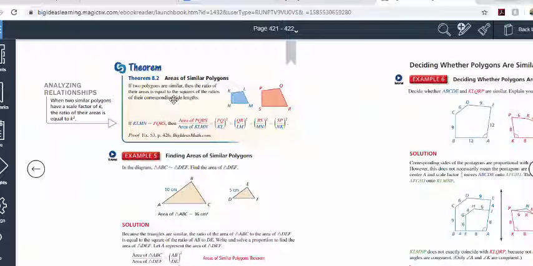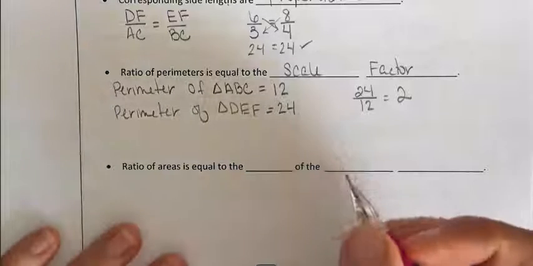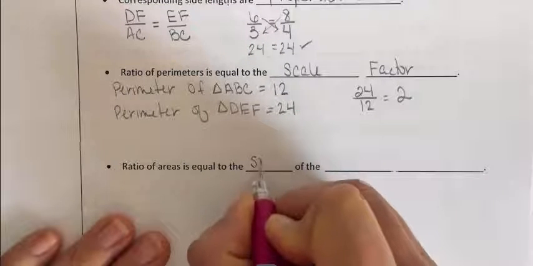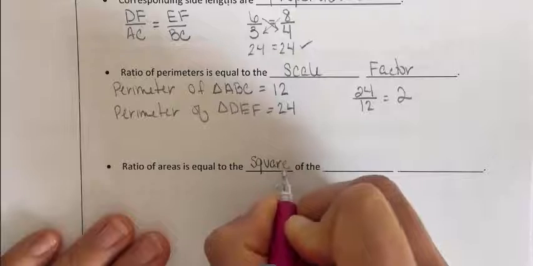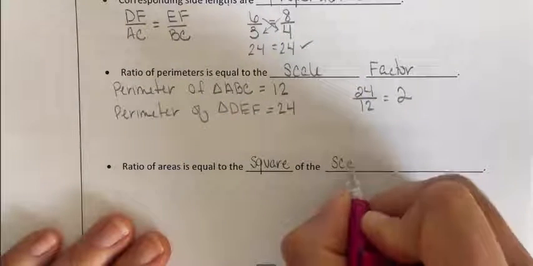If two polygons are similar, then the ratio of their areas is equal to the square of the ratio of their corresponding lengths, or the square of the scale factor, right? Because again, the ratio of corresponding lengths gives you your scale factor, and you're going to square that. And I'll give you an example of that. So the ratio of the areas is equal to the square, like raised to the little 2 power, of the scale factor.